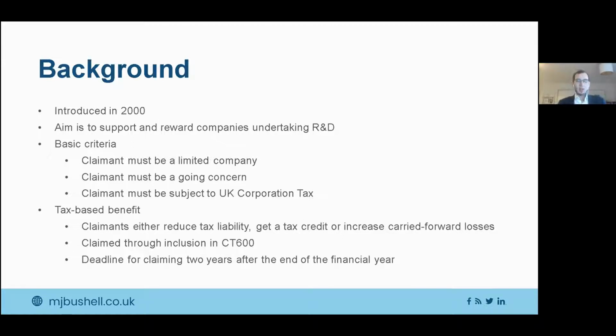Now, the way an R&D claim is submitted is it's submitted alongside your company's CT 600 or your company's corporation tax return. So what we would do is we would prepare a research and development claim report. You need a robust report that would be attached alongside your corporation tax return in order for you to achieve the tax relief.